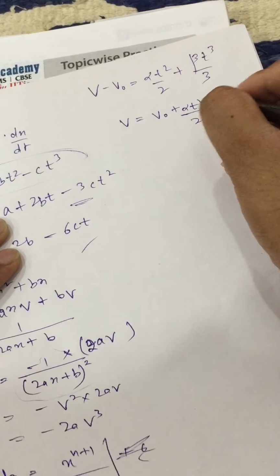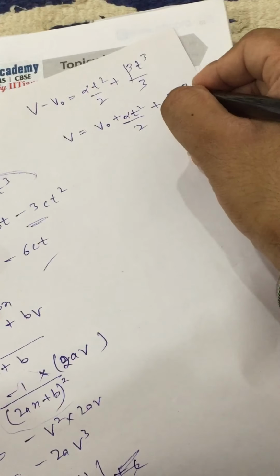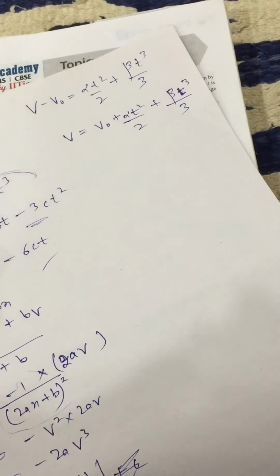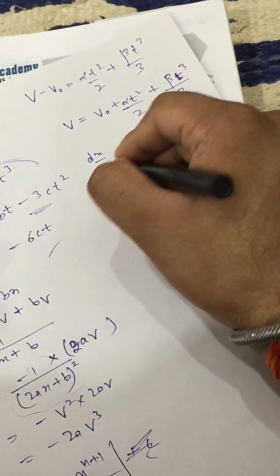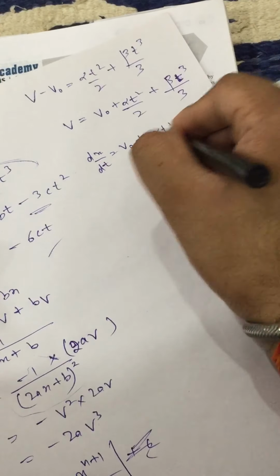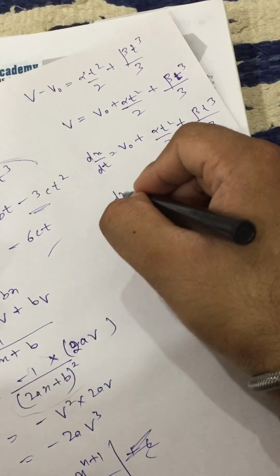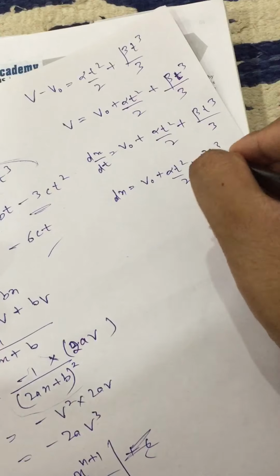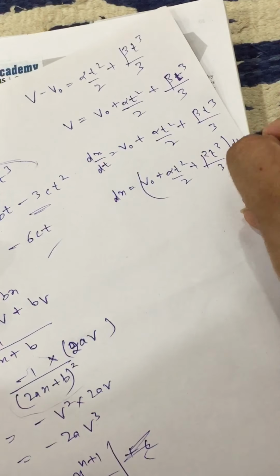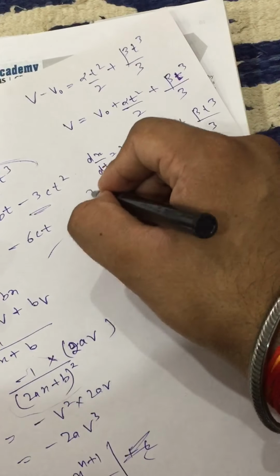If you are facing problems, write in the comments, we'll discuss that, but this is very simple. Refer to some books, you will understand better, but no need to refer to books also. This is very simple. So v is what? dx by dt. So dx becomes v naught plus alpha t square by 2 plus beta t cube by 3 into dt, and we integrate it. At t is equal to 0, position is x naught. At t is equal to t, position is x.